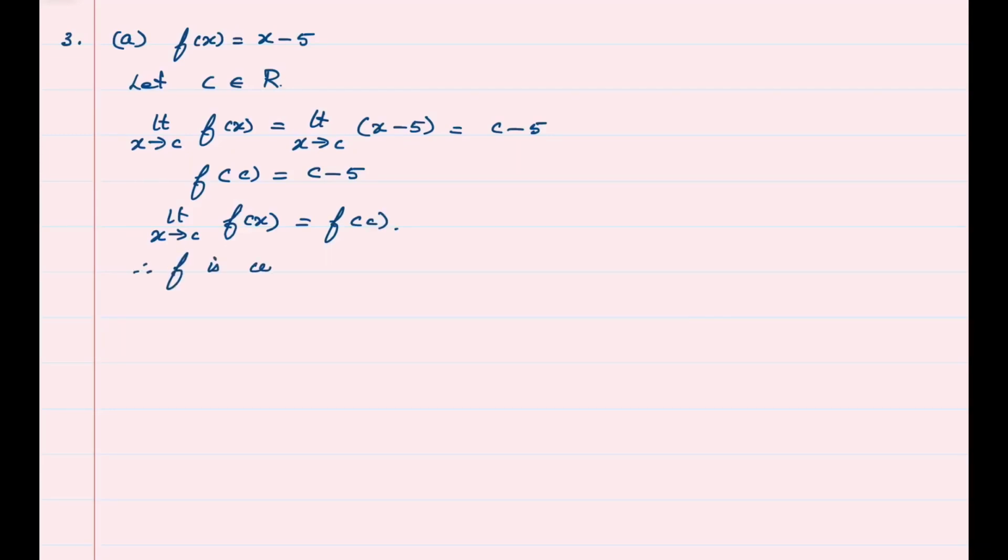Therefore, f is continuous at c, where c belongs to R. That means f of x is continuous at every real number. Therefore, f is a continuous function.